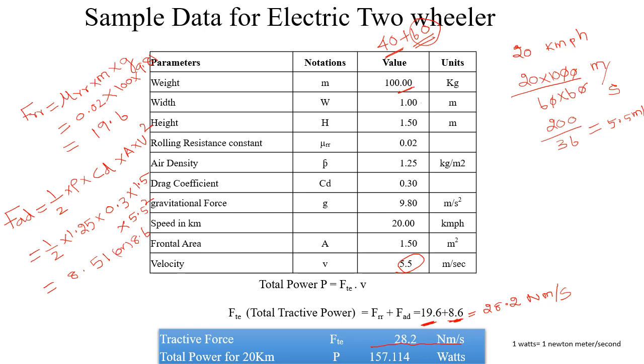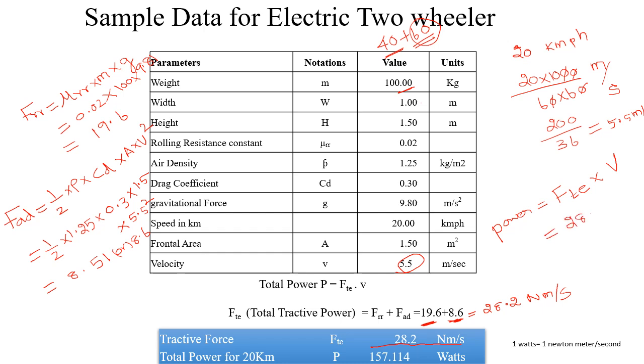If you want to calculate the total propulsion power for the speed of 20 kilometer per hour, that is 5.5 meter per second, then you just have to multiply this total tractive force by the velocity of the vehicle. So you see, total propulsion power is equal to total tractive force FTE multiplied by velocity of the vehicle.